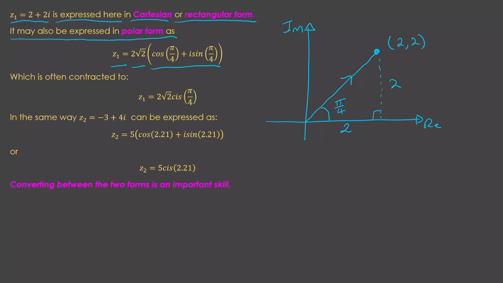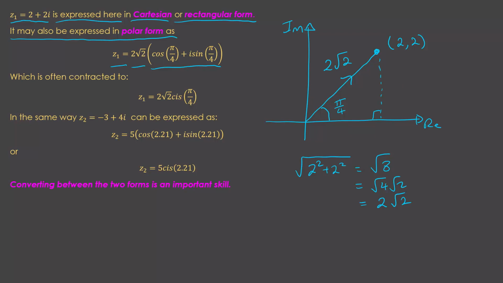We can work out the length of the vector representing the complex number using Pythagoras' theorem. It's going to be the square root of 2 squared plus 2 squared, which is root 8, which is root 4 root 2, or 2 root 2. So this length is 2 root 2.